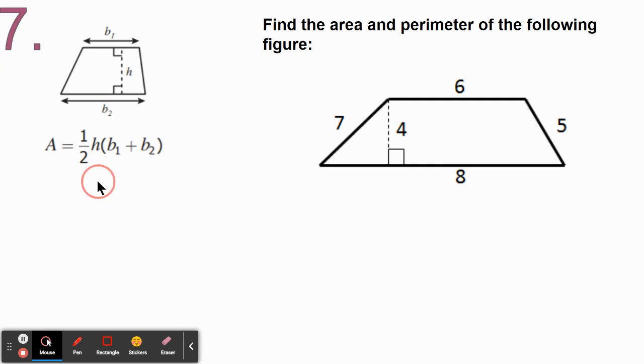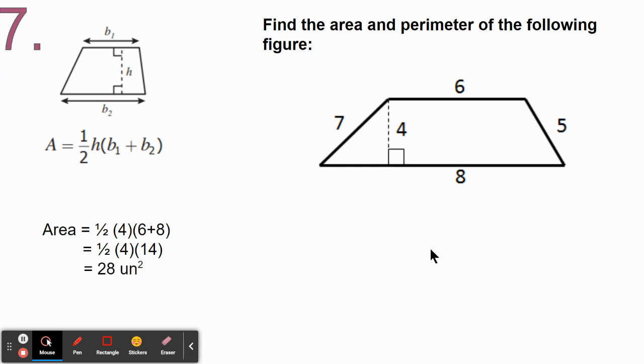So we can put those numbers in. 1/2 times 4, which was our height, times the sum of the bases 6 and 8. The order of those doesn't matter. If you had 8 and 6, that would have been fine. So the first thing we need to do, following our order of operations, is add 6 and 8. So 6 plus 8 is 14. Now we can put that all into our calculator, into our Desmos. So 1/2 times 4 times 14 is 28 units.